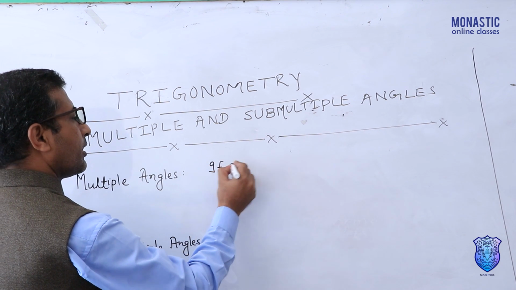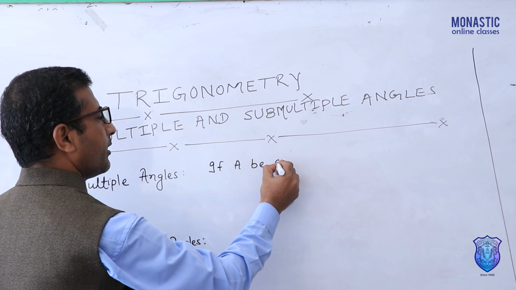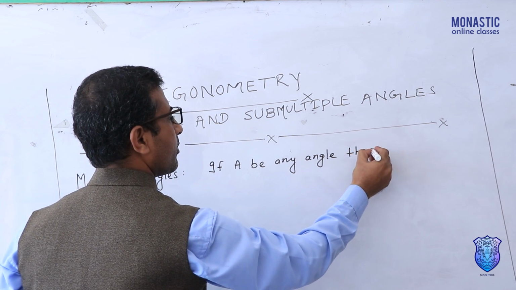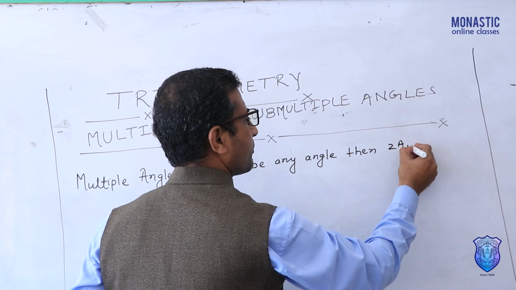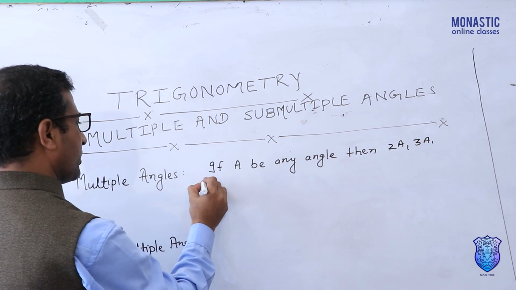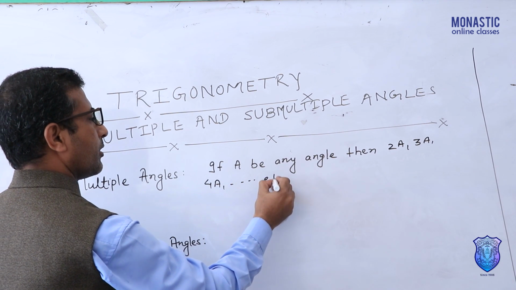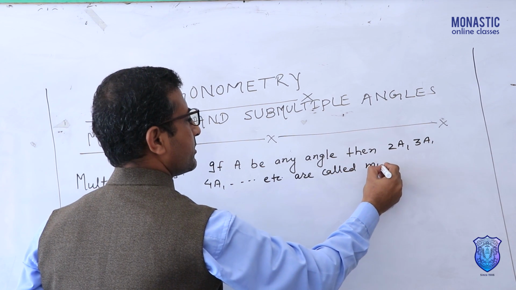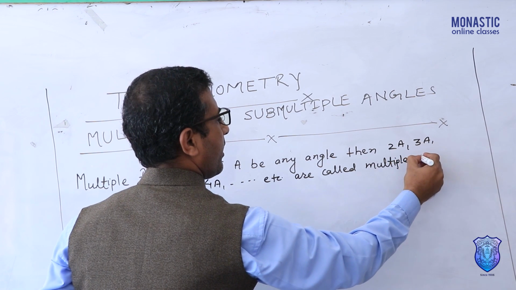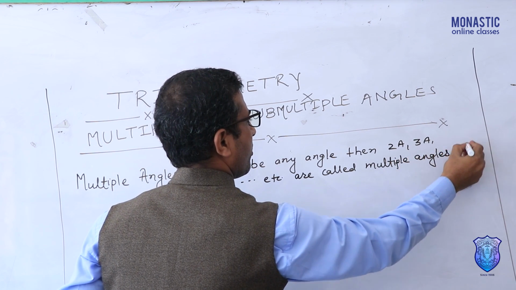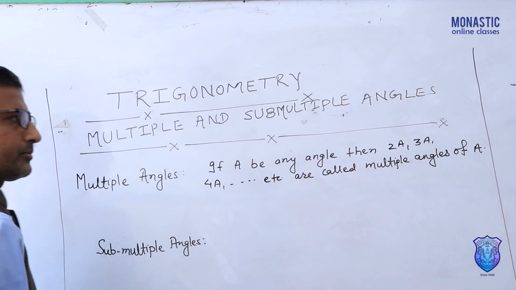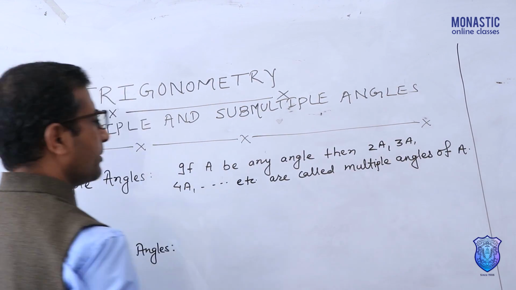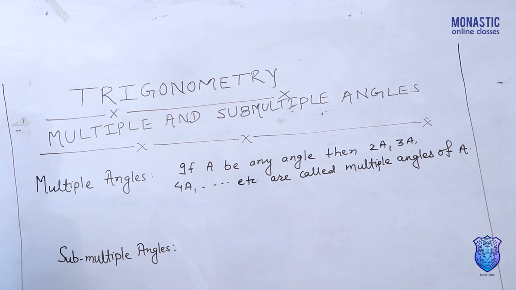If A is any angle, then 2A, 3A, 4A, etc. are called multiple angles of angle A. Multiples of A are 2A, 3A, 4A. These are the multiple angles of A.